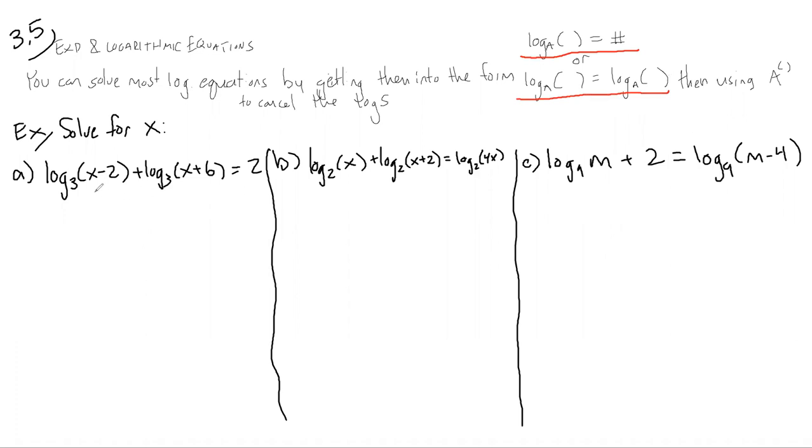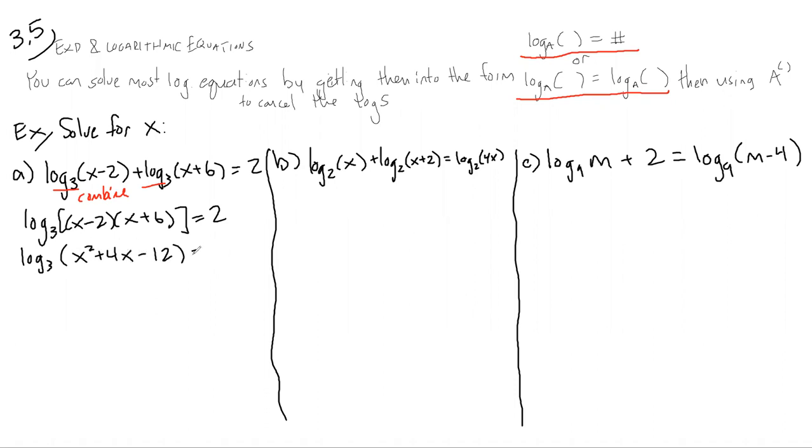So if we look at the first one, what we've got on the left is 2 logs. So what we're going to do is combine them, and that's just using our log rules. So that addition on the outside is going to become multiplication on the inside. And I'll just simplify that. We should multiply that out, x squared plus 4x minus 12, and that should equal 2.